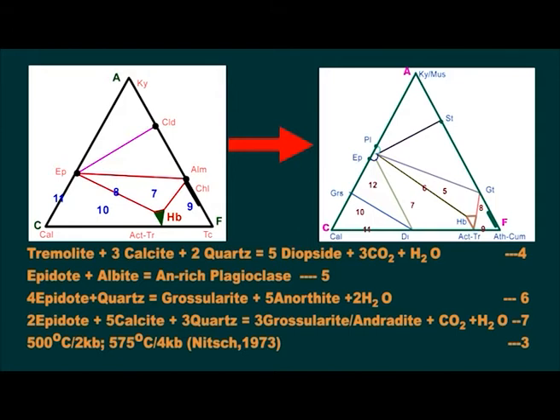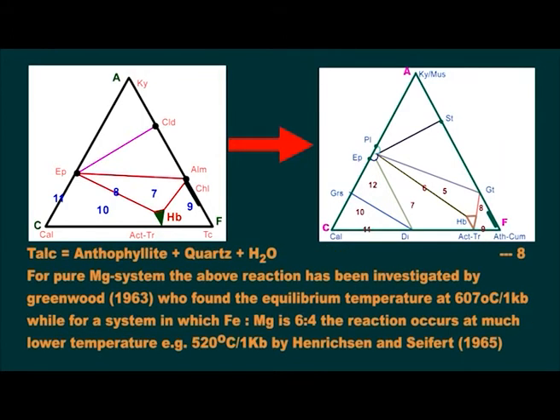Furthermore, anthophyllite appears in magnesium assemblages. Talc give rise to anthophyllite plus quartz plus water, reaction number 8. For pure Mg system, the above reaction has been investigated by Greenwood 1963, who found the equilibrium temperature at 607 degree centigrade 1 kilobar, while for a system in which Fe-Mg ratio is 6:4, the reaction occurs at much lower temperature, for example 520 degree centigrade 1 kilobar by Hinrichsen and Schürmann 1965.